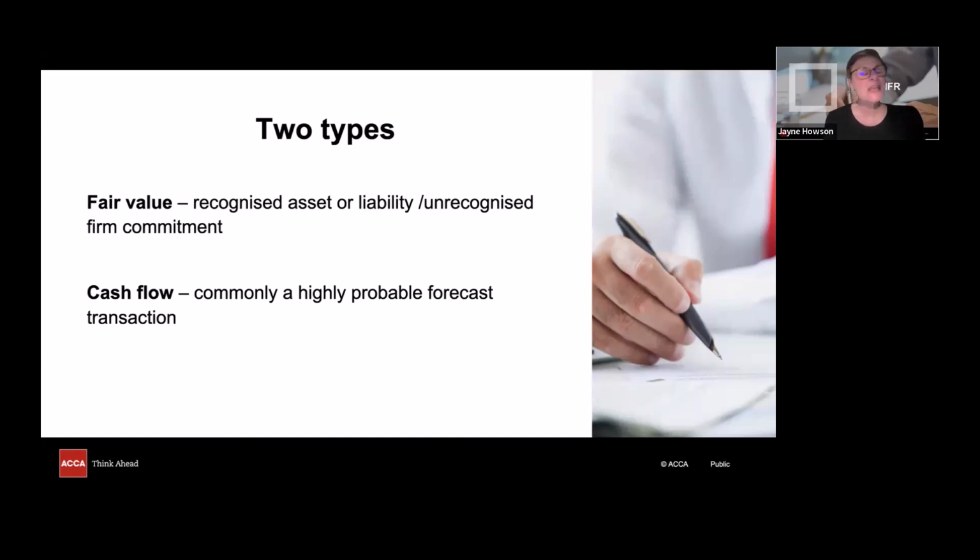So, for example, if the question says a customer has placed an order, it's very likely to go ahead. You know that as soon as somebody places an order, that does not go in the financial statements. Now, we might already be hedging against that and sorting it out, but we haven't done it yet.